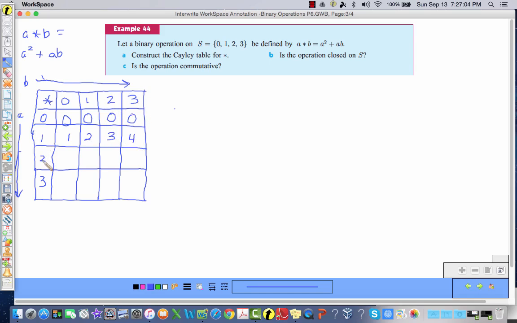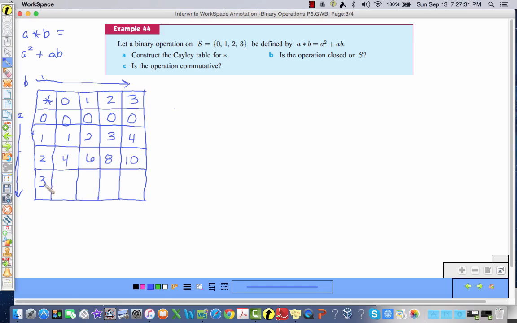Here, 2 squared plus 2 times 0 is 4, because 2 squared is 4. So again, we're always going to add 4 to 2 times the element. So 4 plus 2 times 1 is 6. 4 plus 2 times 2 is 4 plus 4, or 8. And 4 plus 2 times 3 is 4 plus 6, or 10.